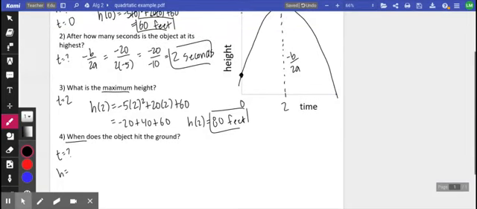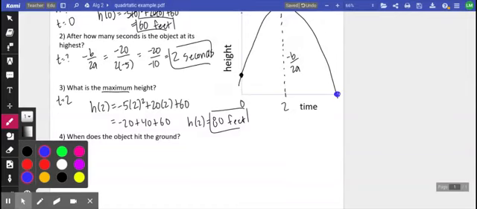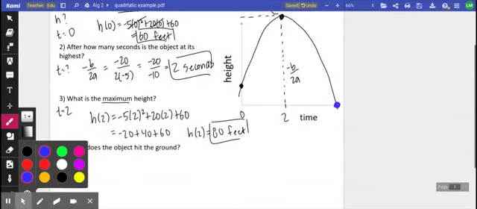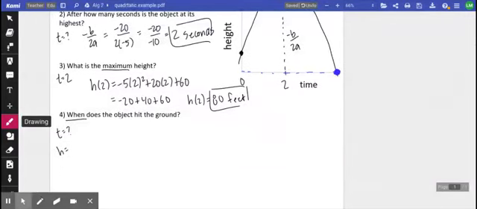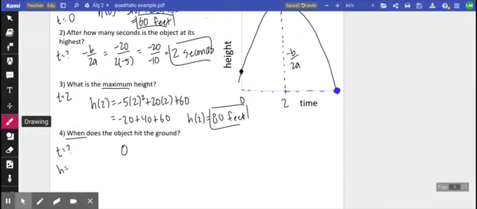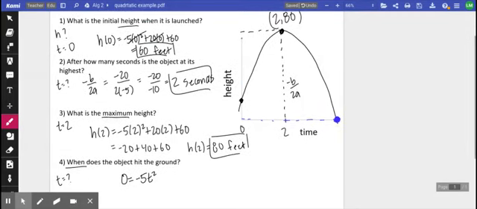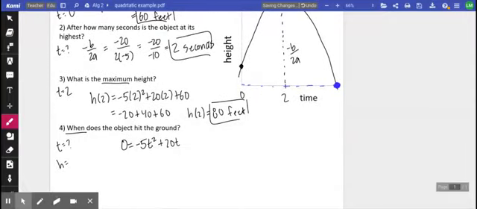Okay, you might notice when an object hits the ground, that's going to be this blue point over on the graph here. Well, it hits the ground when the height equals 0, right? The ground's at 0. So I'm going to plug in 0 for my height. So 0 is equal to -5t squared plus 20t plus 60. All right, at this point, we need to solve a quadratic, okay?